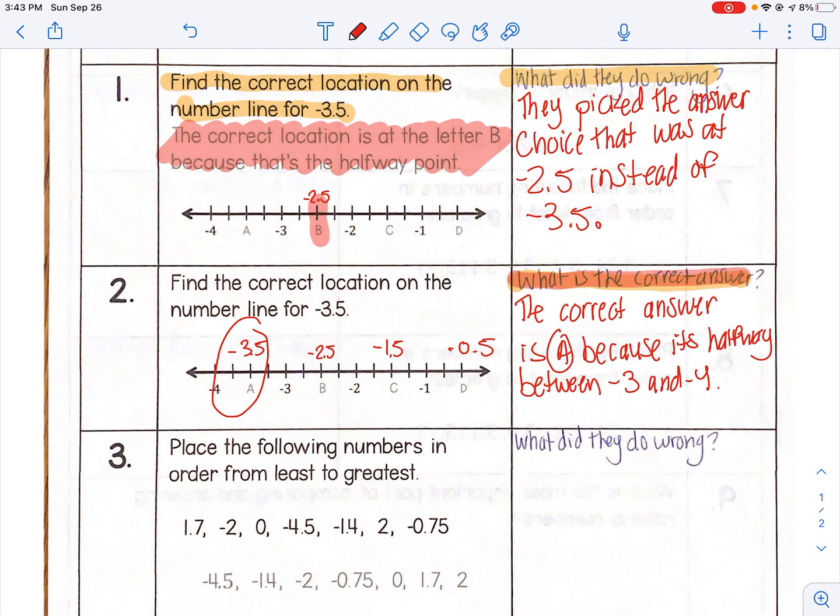Okay, so for each one, for the first problem, you'll tell us what they did wrong, and the second one, you'll tell us what the correct answer is. Okay, remember, if you have any questions, try to ask the people in your group before asking your teacher.